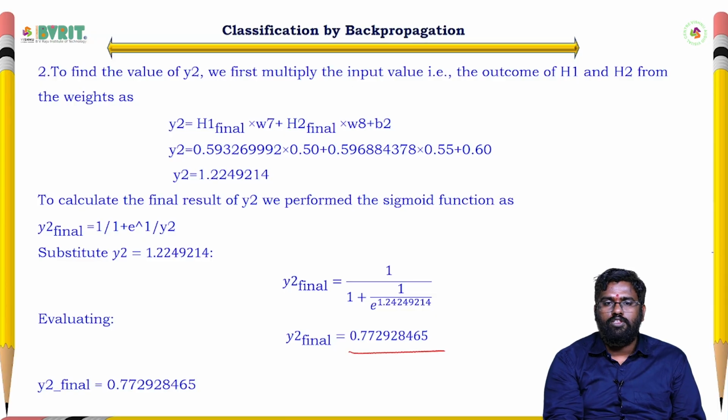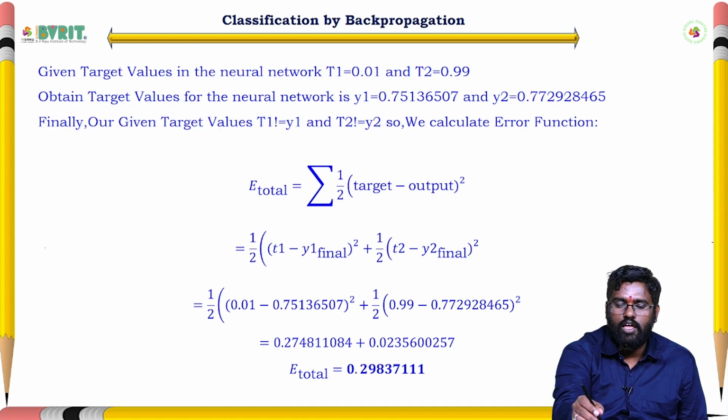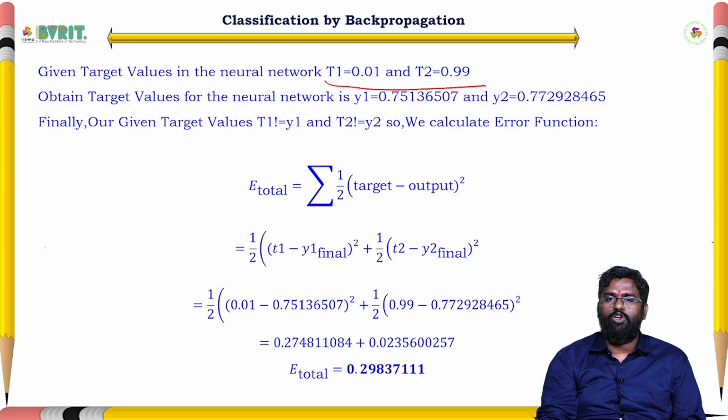Based on these y1 and y2 values, and whatever values were given in the problem, t1 is 0.01 and t2 is 0.99. So y1 equals 0.75.